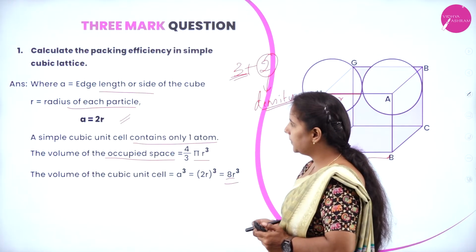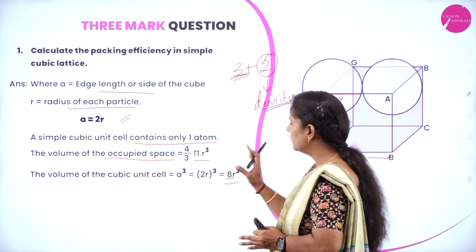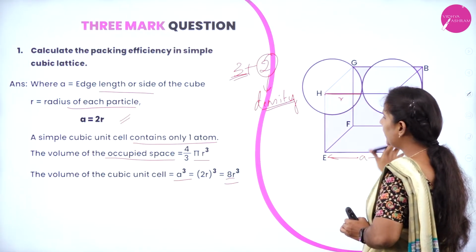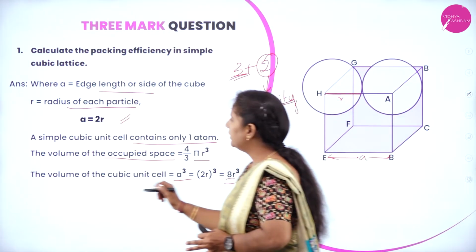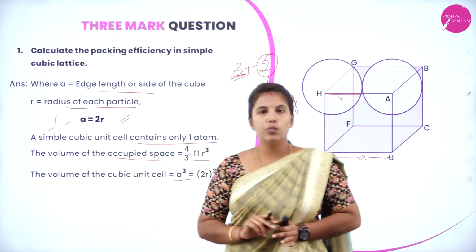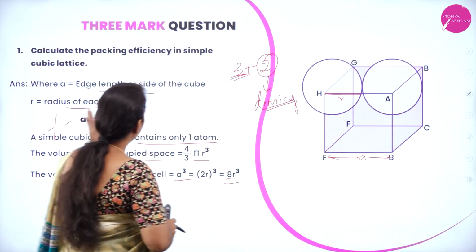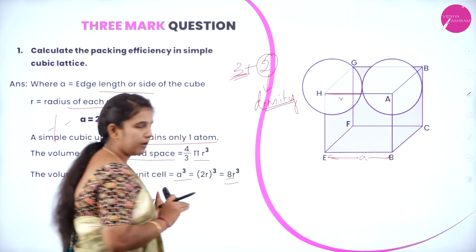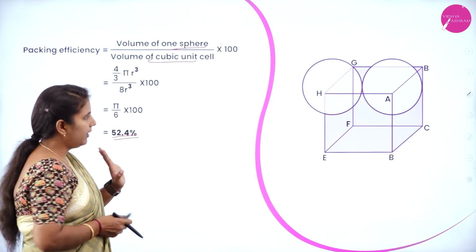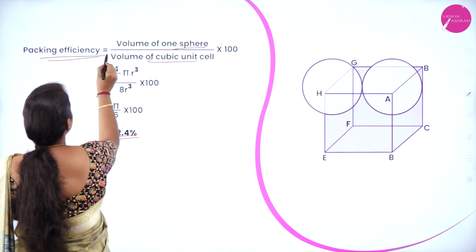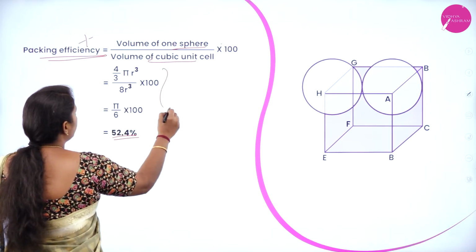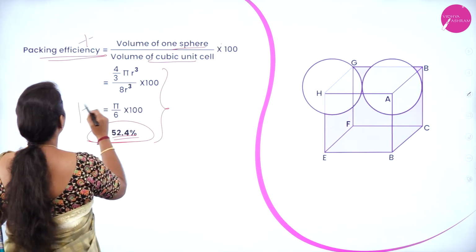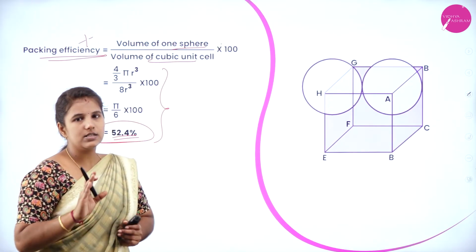How will the marks be distributed here? For writing the value of A cube, that is the edge length, with a proper diagram of the simple cube, you will get 1 mark. Writing the packing efficiency formula, you will get 1 mark, and for the remaining substitution with the correct percentage, you will get 1 mark. So in total it is a 3-mark question.